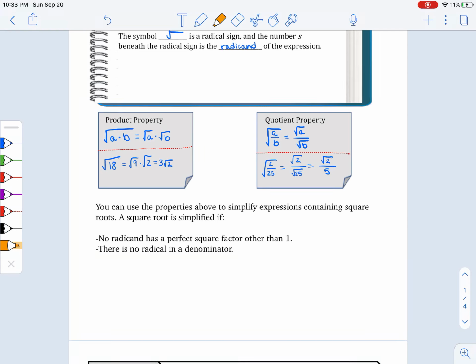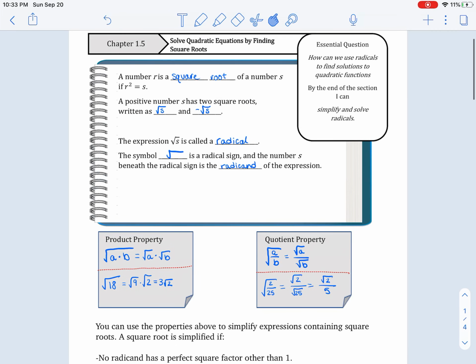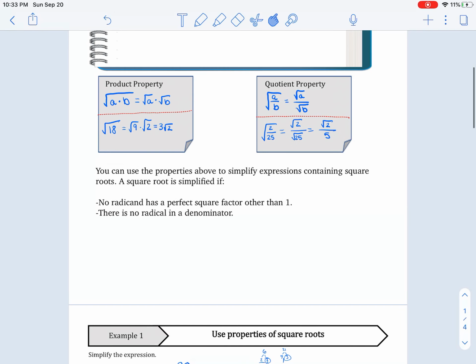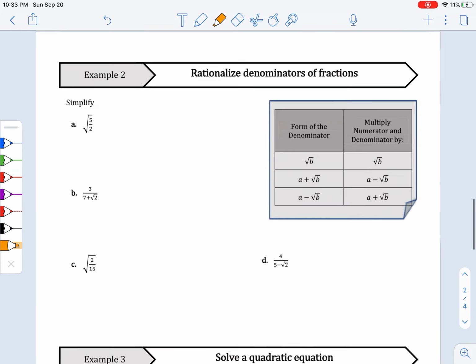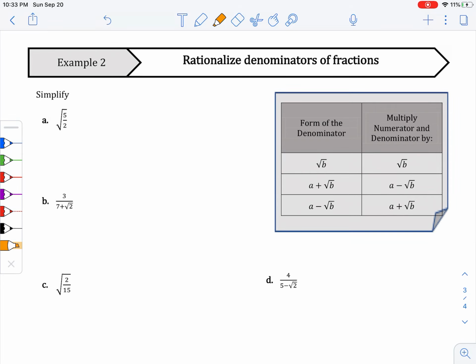Alright, so last time we were talking about radicals and how we're going to solve these quadratic equations using radicals. Last time we talked about simplifying radicals, and we had these two conditions. We said that no radicand has a perfect square factor other than 1, and that's what example 1 is going through. So today we're going to focus on this second criteria that says that there is no radical in the denominator. So if we look at example 2 here, we're going to rationalize denominators of fractions.